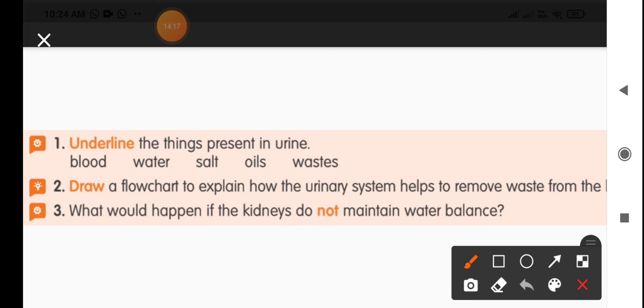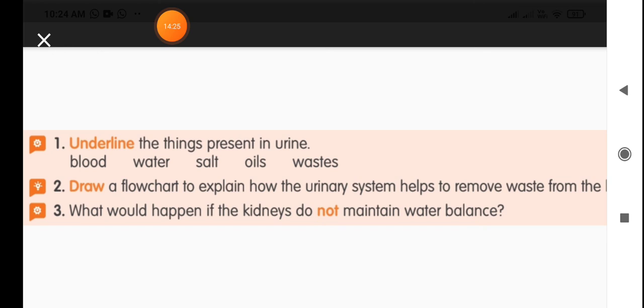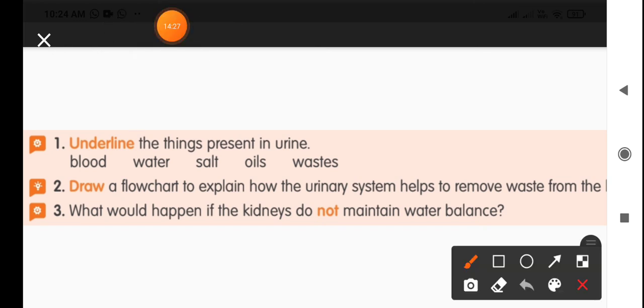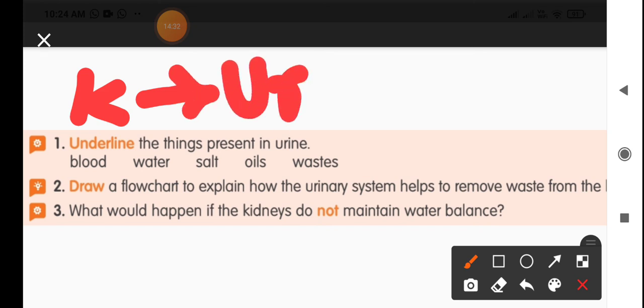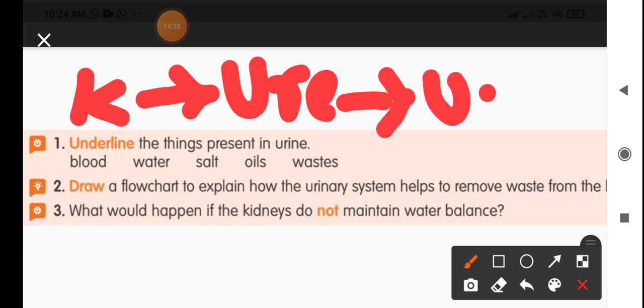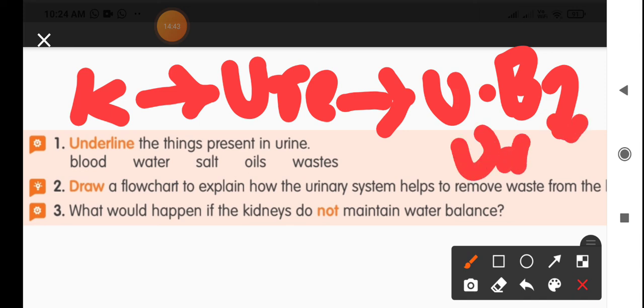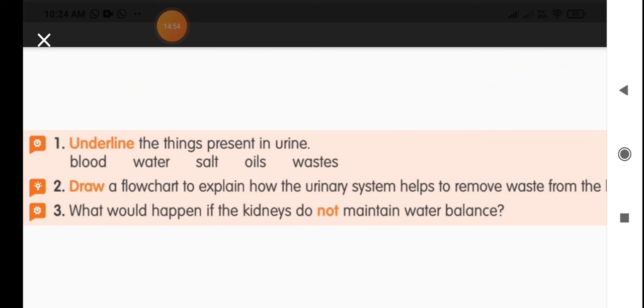Draw a flow chart to explain how the urinary system helps to remove the waste from the body. So you can write the flow chart like this: filtration starts from kidneys. From kidney, waste products come to the ureters. From the ureters go to the urinary bladder. From the urinary bladder through urethra. Through urethra, waste products are sent out. So this is known as the flow chart of your urinary system.